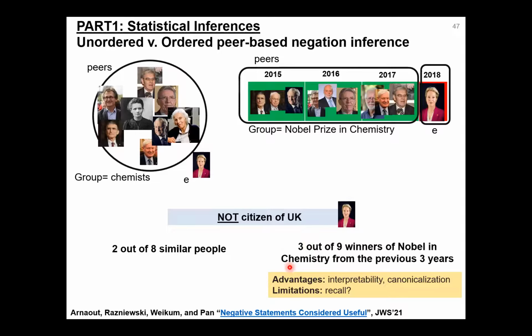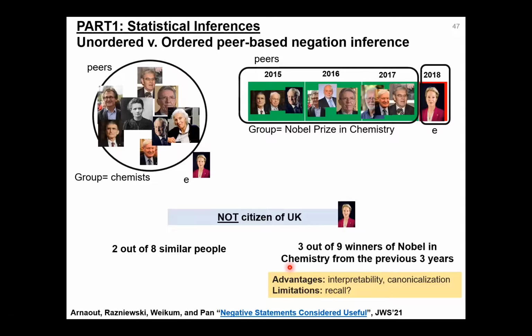Now, the advantage of this version of the method is its interpretability, which means that I have more context. I have a very clear context of why this statement is interesting, because I'm reading within an order group. This group has a label, etc. The canonicalization is again an advantage. I'm inferring from the knowledge base itself, so everything that I am inferring can be linked back to the knowledge base, no problem. The limitation, however, is recall.